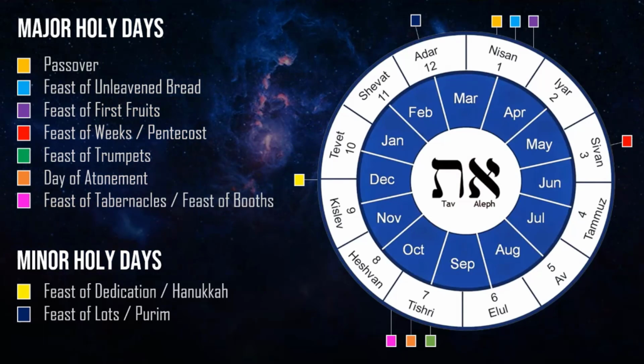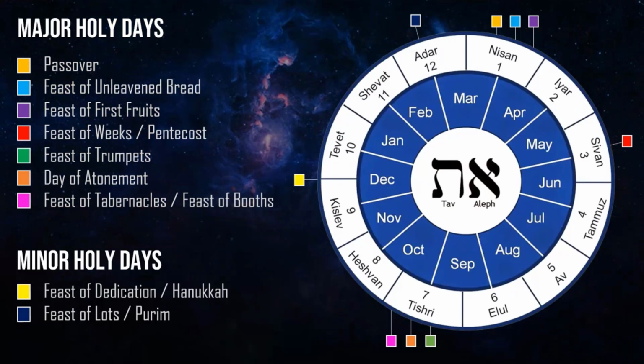Our major holidays start with Passover. That starts us off in March, the beginning of the year in the Bible, in the month of Nisan. Next up, we've got the Feast of Unleavened Bread, then the Feast of First Fruits, the Feast of Weeks, which is also known as Pentecost, the Feast of Trumpets, the Day of Atonement, and the Feast of Tabernacles, also known as the Feast of Booths, or in Hebrew Sukkot, or the Feast of Tents.